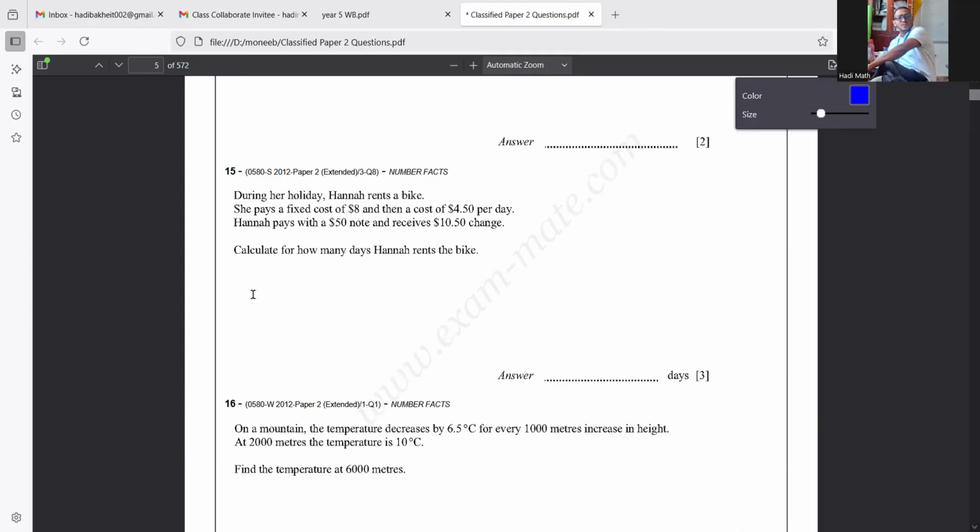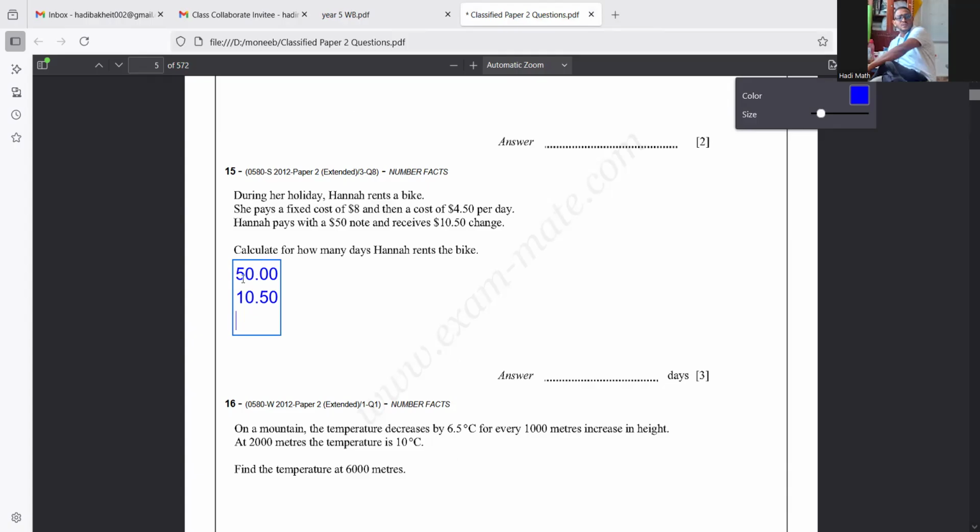First of all, you need to know how much she paid. We say she paid 50 and she received change. So first you need to know how much she paid. Say 50 minus 10.50. So make it 50.00. And then go and find the answer.